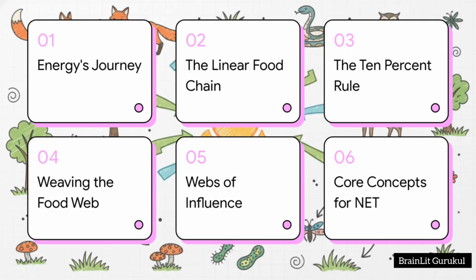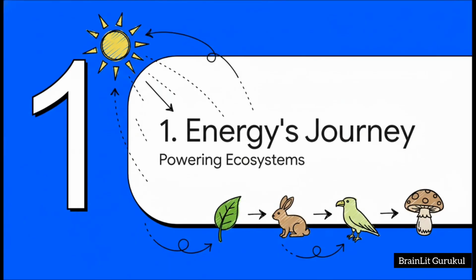So, here's how we're going to tackle this. We'll kick things off by tracing energy's journey, starting with the super simple linear food chain. Then we'll hit a really important concept, the 10% rule, which acts as a major bottleneck. After that, we'll zoom out to the much more realistic and tangled food web. And finally, we'll get into some high-level concepts and wrap it all up with the core takeaways you need for the exam. All right, let's get right into it.